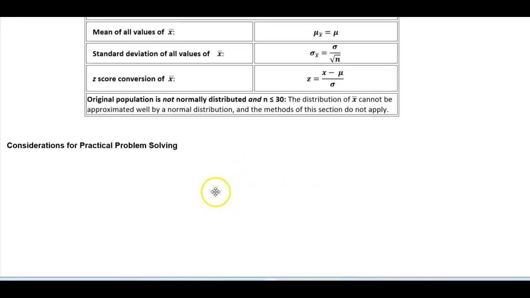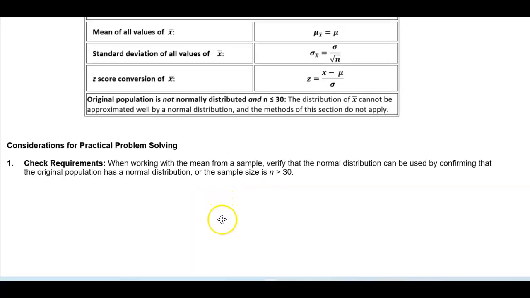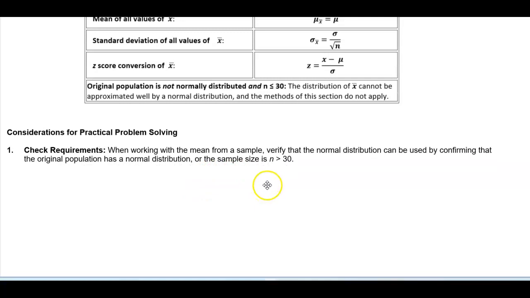Considerations for practical problem solving. Number 1, check requirements. When working with the mean from a sample, verify that the normal distribution can be used by confirming that the original population has a normal distribution or the sample size n is greater than 30.